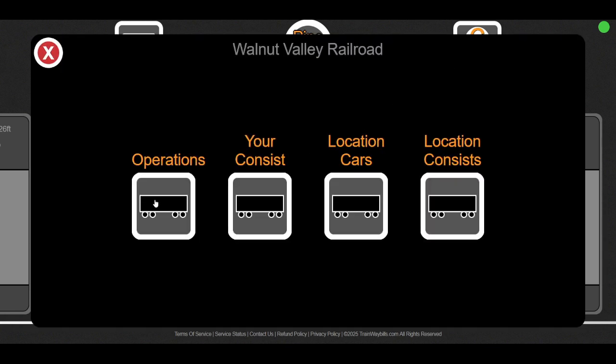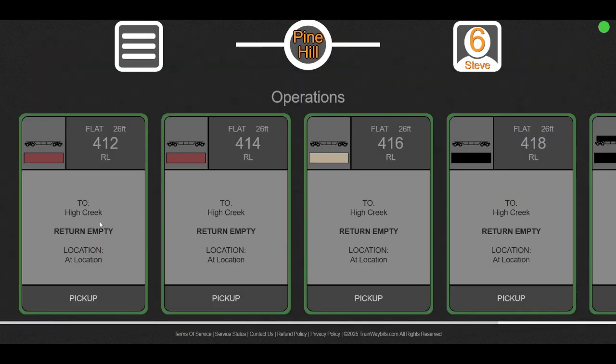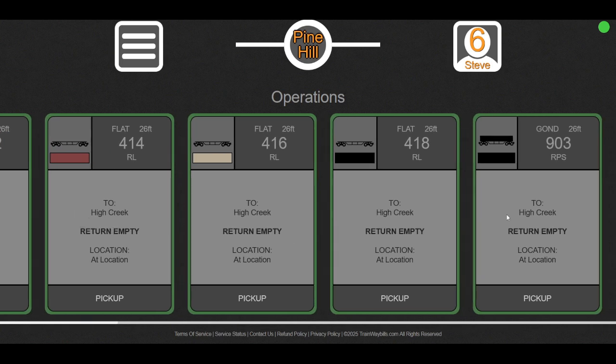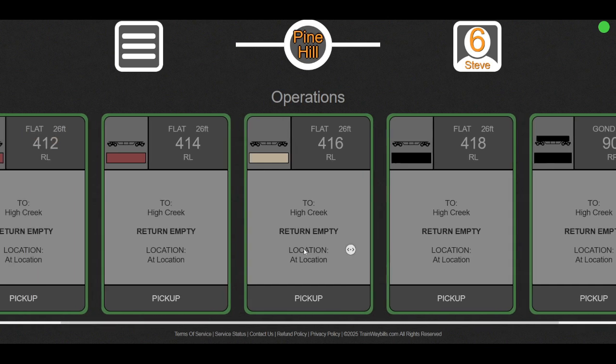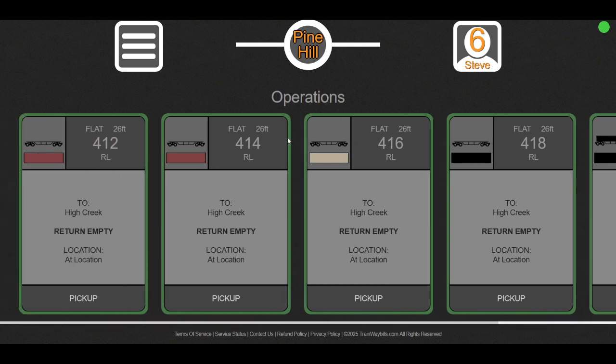Now if I actually go back to our operations view, you can see that all the cars we've just dropped are now appearing as pickups, but they're just at location. There's no specific spot that they're at. So we'll leave those there and we'll collect them on the westbound.